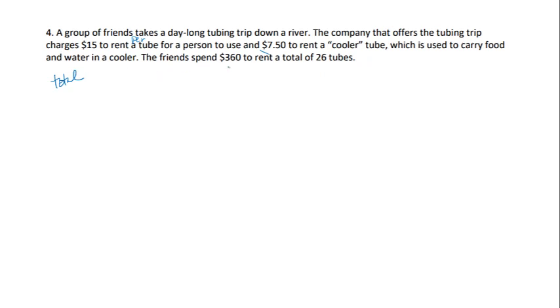So what we're talking about here is we have a lot of money going on. Money, money, money. So we're going to put all the money problems together. So we're going to go 15 to rent a person tube. I'm going to call it P for person. And $7.50 to rent a cooler tube. And this is money, money, which means the total amount of money is $360. Okay, so now we're done with that.